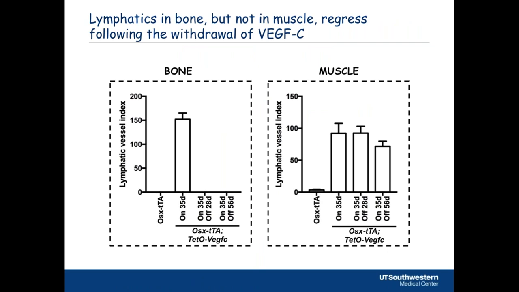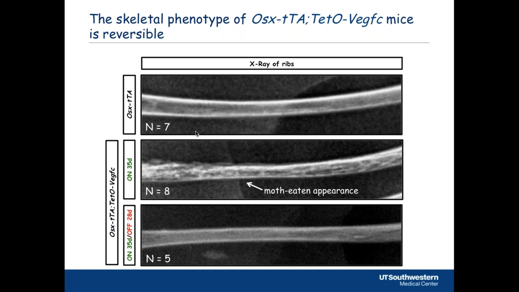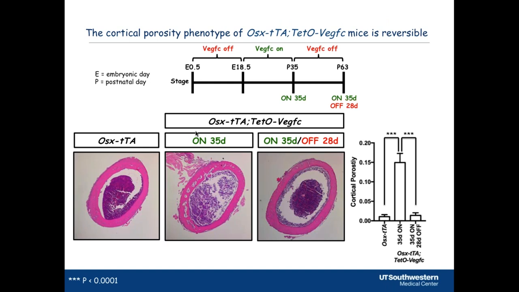This is just the quantification of the slides from that experiment, where we can see that bones from double transgenic animals have a high number of lymphatic vessels, and these lymphatic vessels disappear in the bone following withdrawal of VEGF-C, but the lymphatic vessels persist in the muscle following the withdrawal of VEGF-C. We then characterized the reversibility of the bone phenotype of our mice. We found that bones switch from having a moth-eaten appearance to having a normal appearance following the withdrawal of VEGF-C.